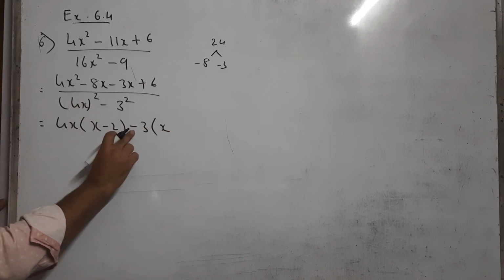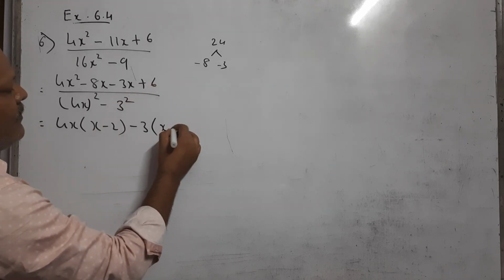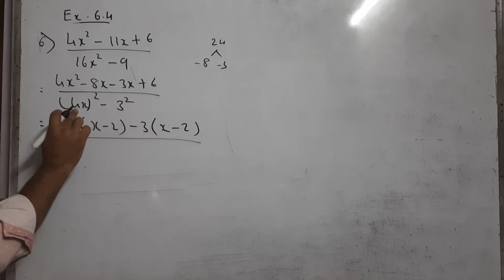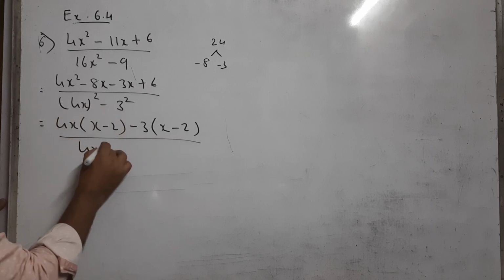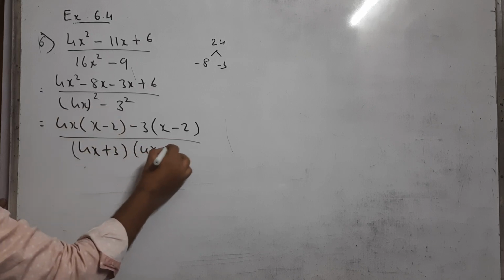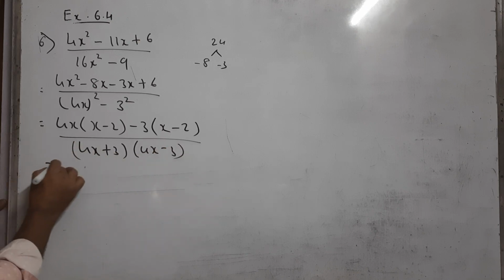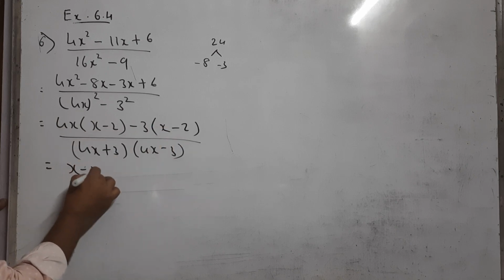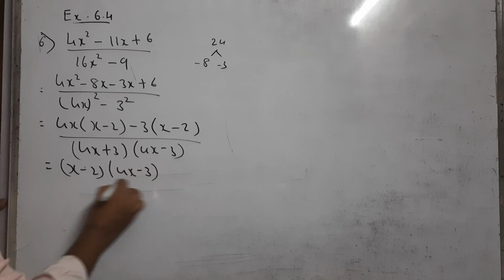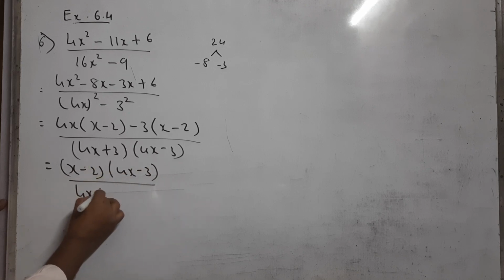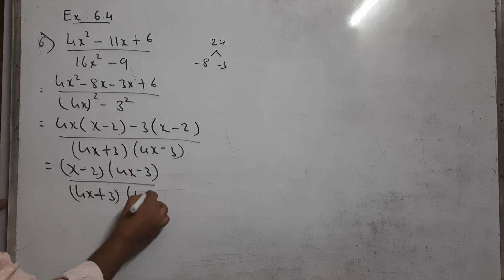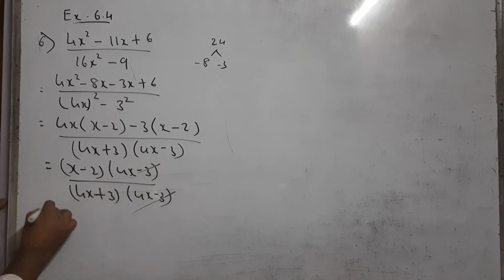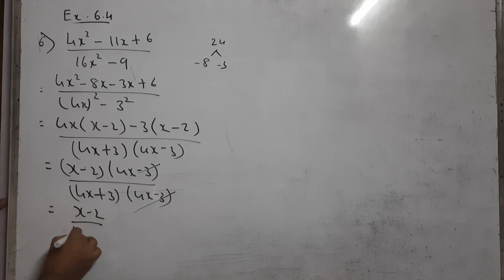Already I said that whenever we are taking minus common, the sign will be changed, this plus will become minus. This is the formula of a square minus b square, a plus b, a minus b. So here 4x minus 3, and 4x plus 3, 4x minus 3. This gets cancelled, your final answer will be x minus 2 upon 4x plus 3. This was the sum number 6. Now we'll go for the 7th sum.